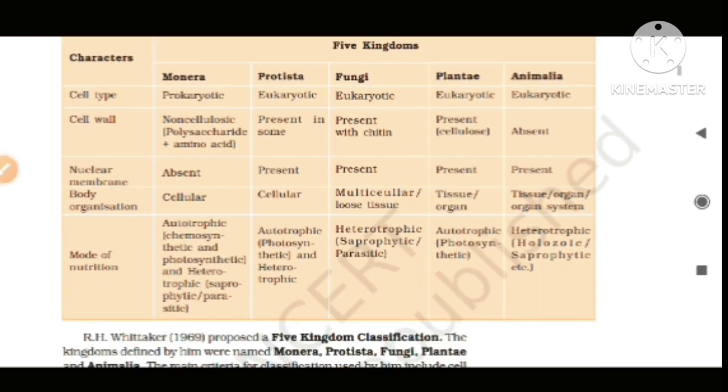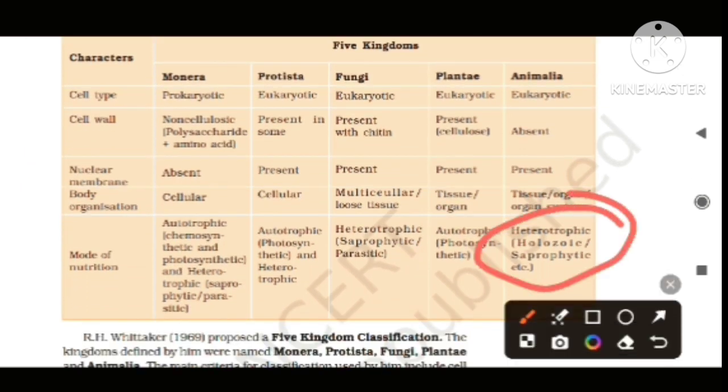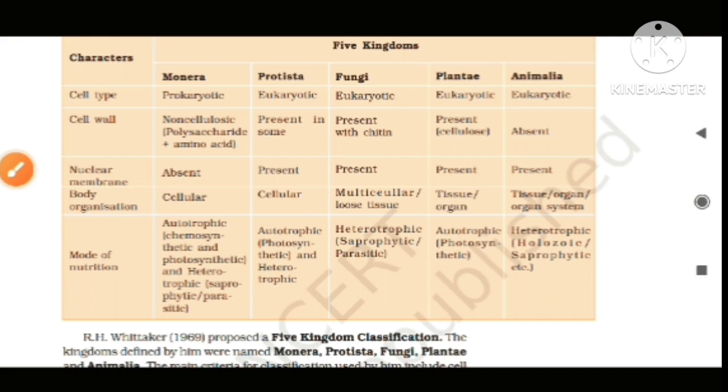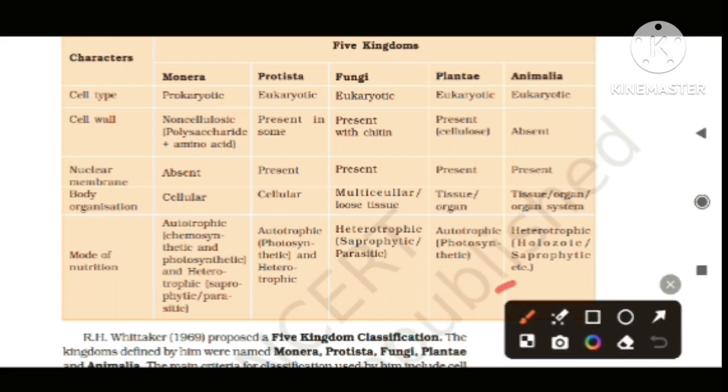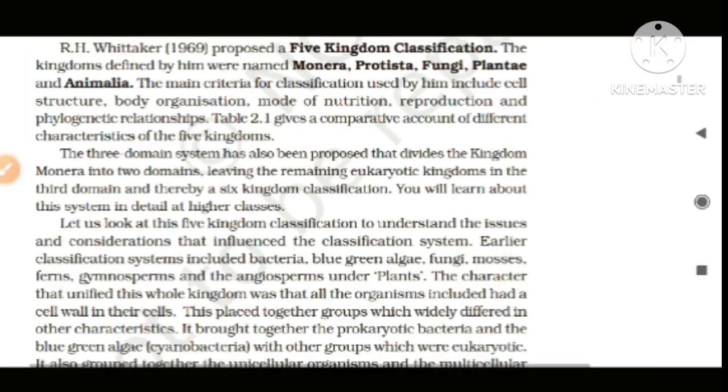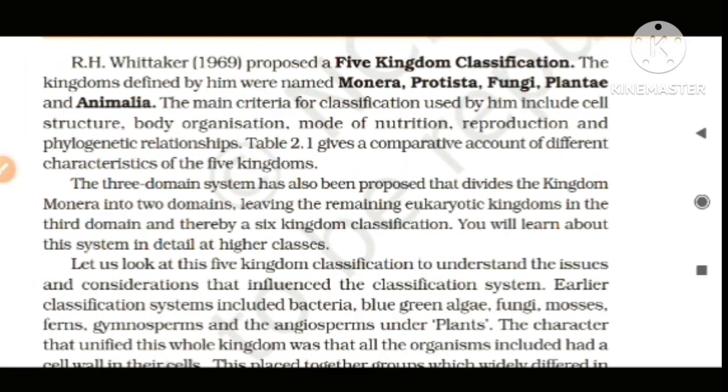Next, animals are mostly heterotrophs only, but they are holozoic. Holozoic means they derive nutrition by ingestion. Mammals means we people only. We are holozoic and saprophytic. Saprophytic means the organisms which depend on dead organisms or dead substances.